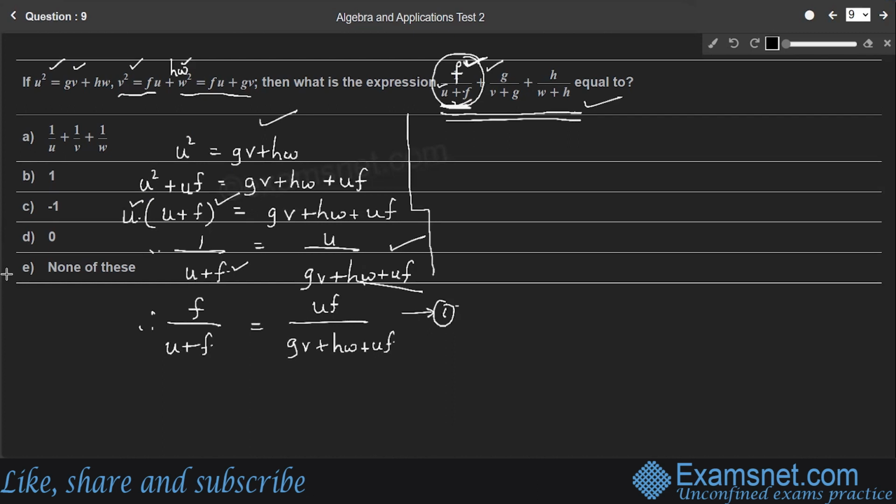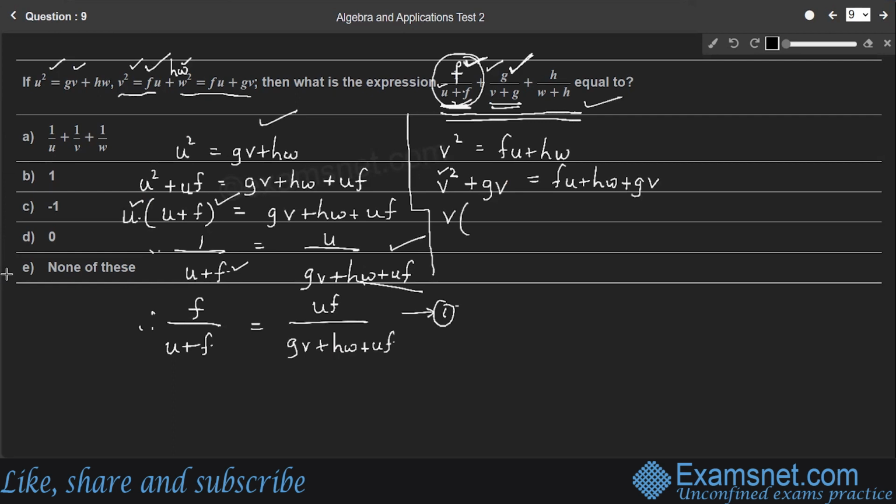Let us consider the next equation, which is already given in the question. v square is equal to fu plus hw. Consider the second term in the expression, which is g by v plus g. The denominator contains v and g. Therefore, we add gv to v square, so that we can take out v as common and the remaining term will be v plus g. That is equal to fu plus hw, add gv.